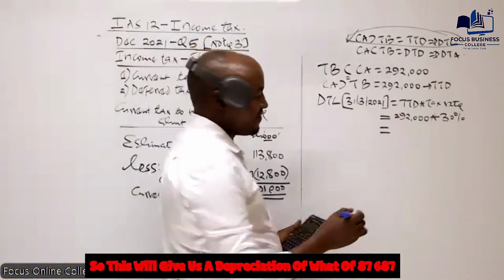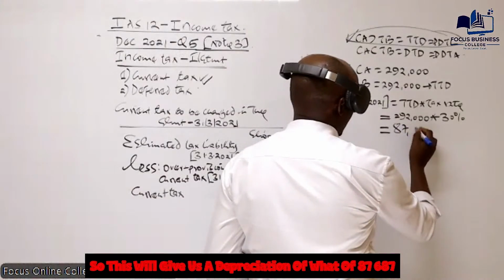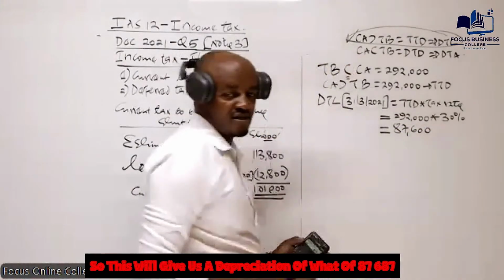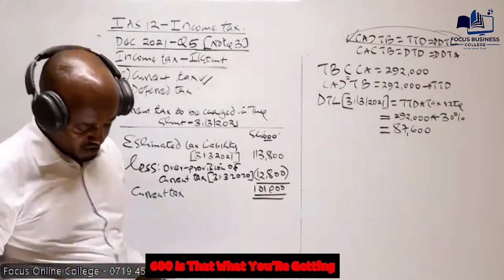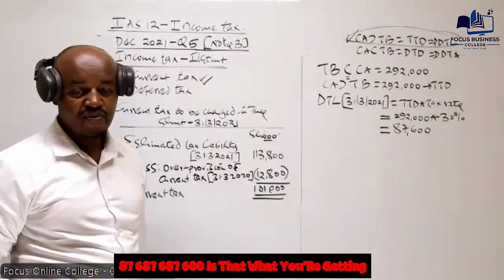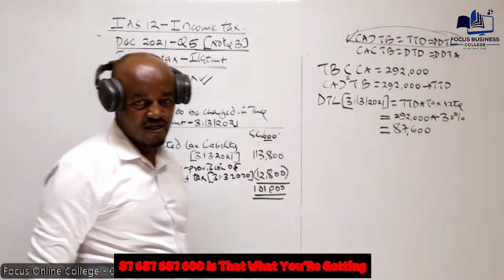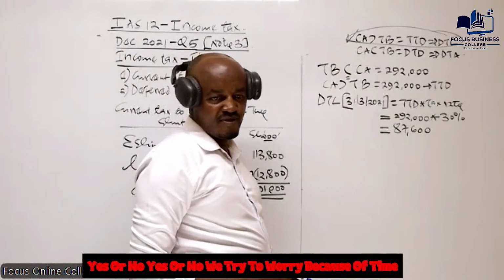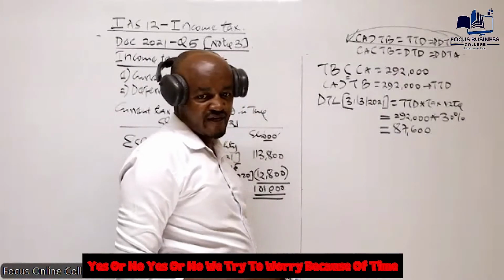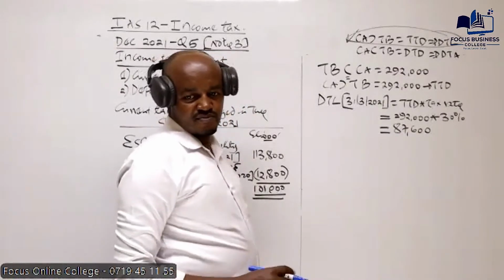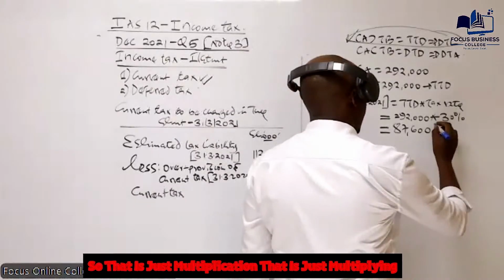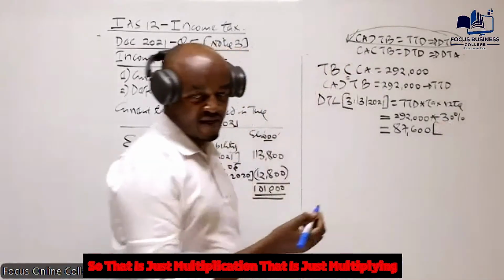So this will give us a deferred tax liability of what? Of 87,600. Is that what you're getting? Yes or no? We try to hurry up because of time. So that is just multiplication. That is just multiplying. Yes.